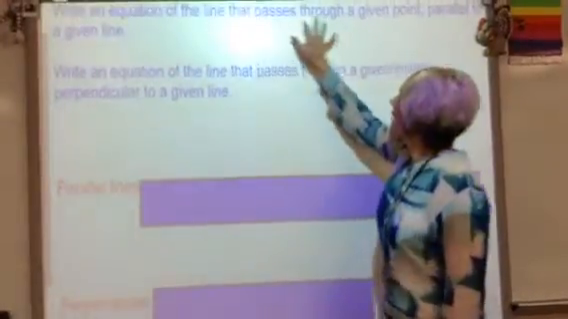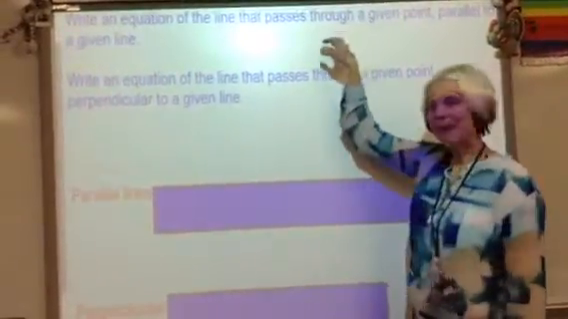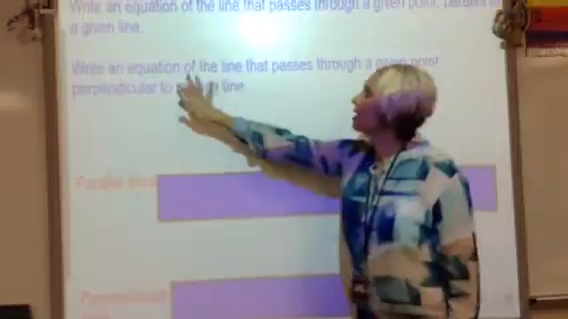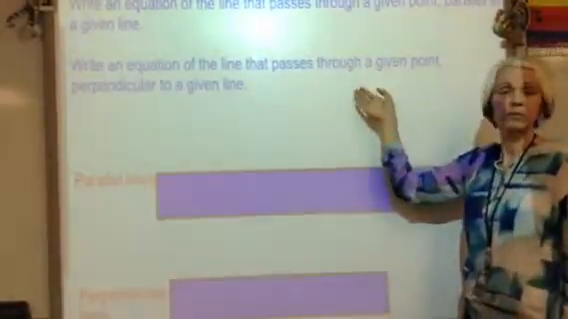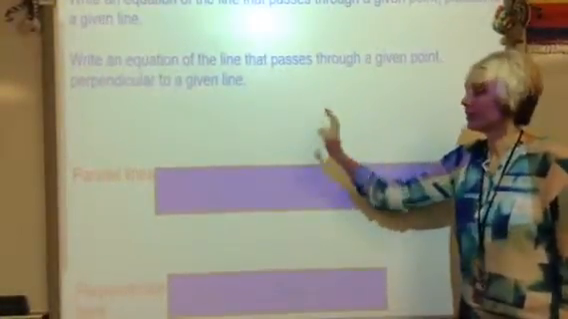You will write an equation of a line that passes through a given point parallel to a given line, and you'll also write an equation of a line that passes through a given point perpendicular to a given line. So let's just figure out what these are.